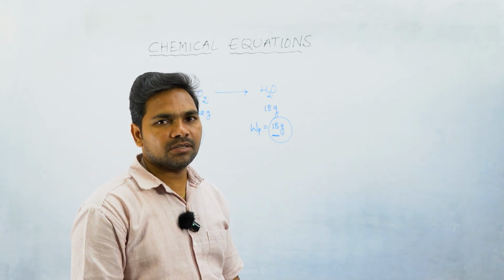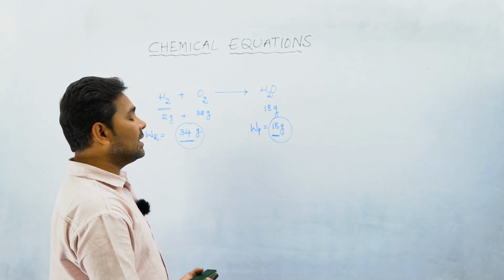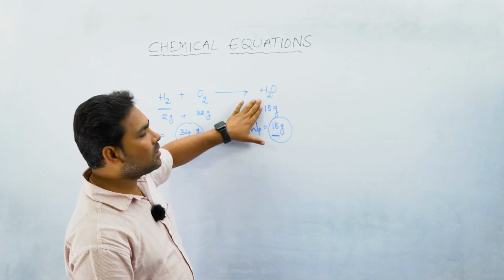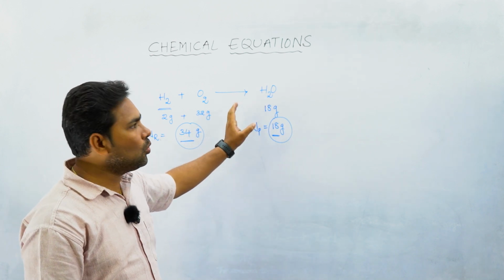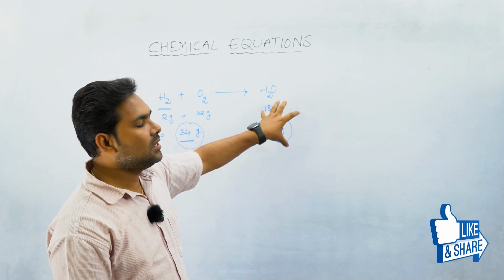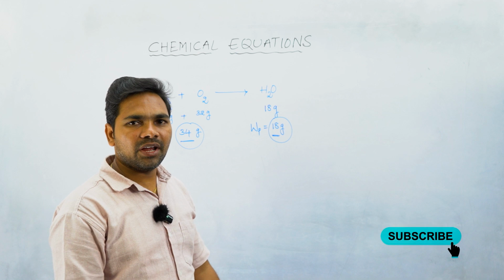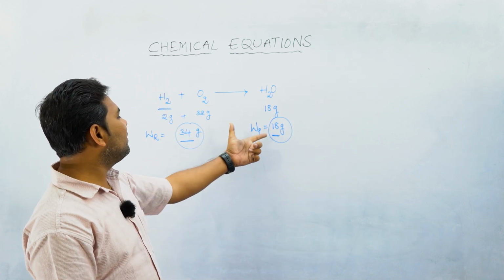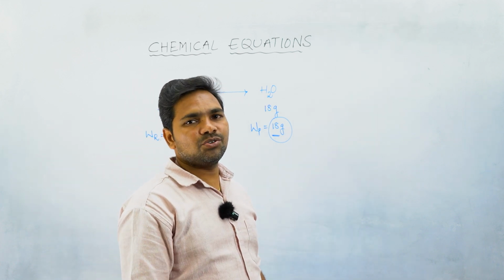Does this really happen in nature during a chemical reaction? It doesn't happen. Always, the total weight of the products obtained must be equal to the total weight of the reactants, the reacting substances. But here it seems there is a difference in the weights. Such reactions do not take place.